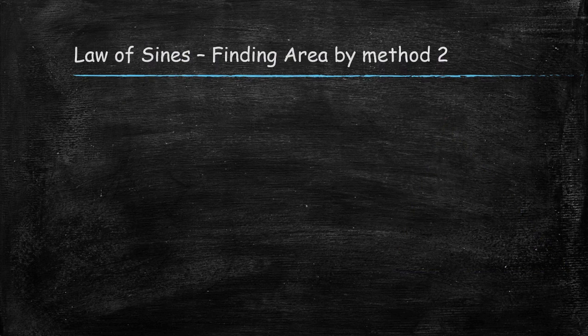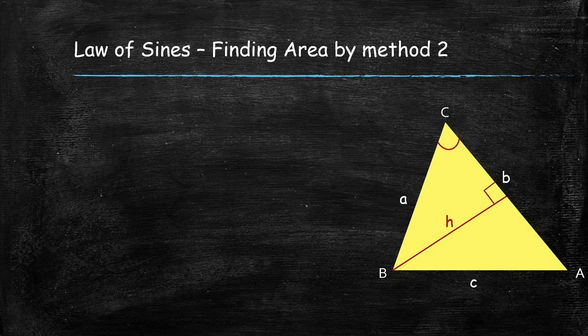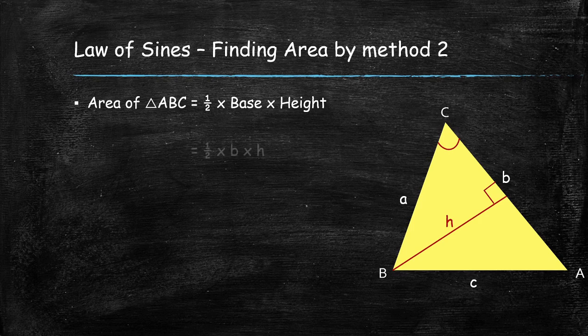Now, law of sines, finding the area by method 2. Now this is the same triangle, but now we have drawn the perpendicular from vertex B to side CA. Now the area of the triangle still remains half into base into height. This is half into B into H. B is the base and H is the height. So D is the end of the perpendicular.